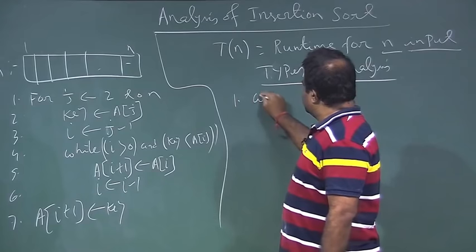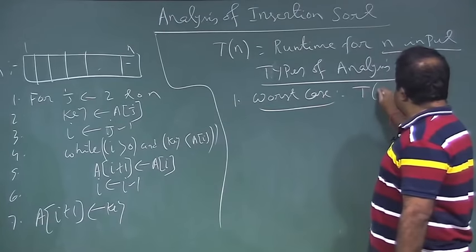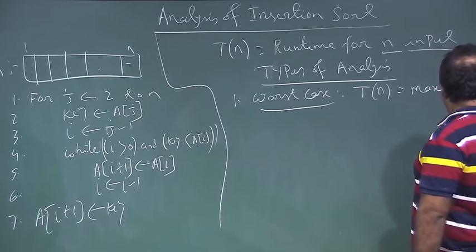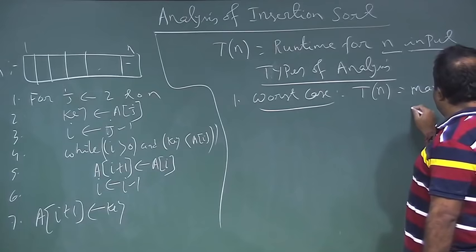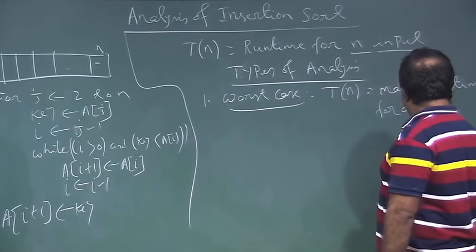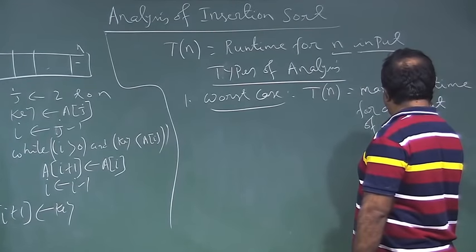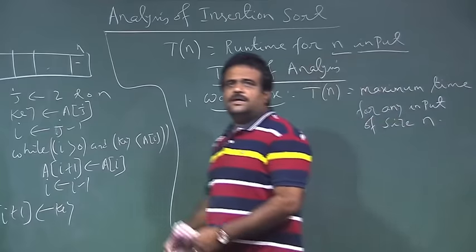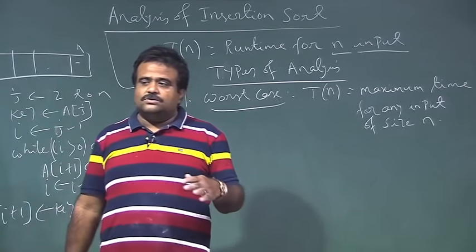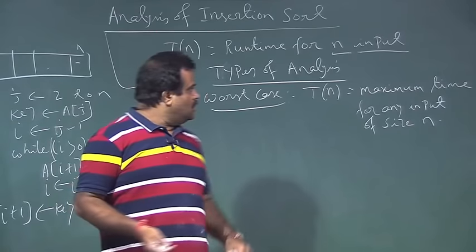First one is the worst case. That means T(n) is the guaranteed maximum time our code is taking for any input of size n. We fix n, that is why it is T(n). If we fix n, then the worst case T(n) is the maximum time. So what is the maximum time our code is taking? That is the worst case.